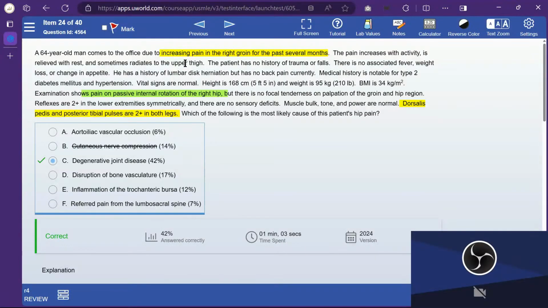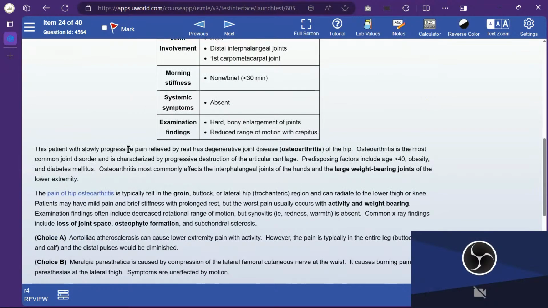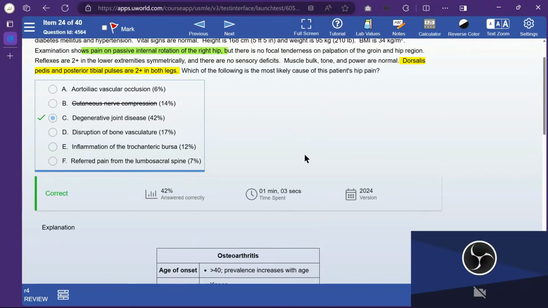In osteoarthritis, that means mechanical pain increases with activity and is relieved with rest. This is important. In an older patient, osteoarthritis should be thought of. Slowly progressive pain relieved by rest suggests degenerative joint disease, osteoarthritis of the hip. This is a degenerative disease.